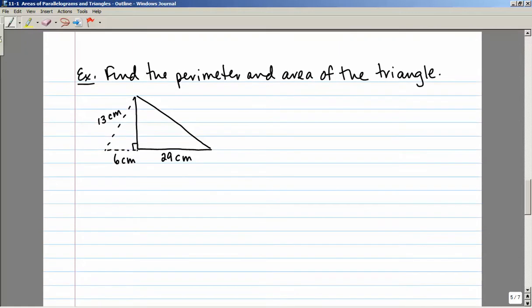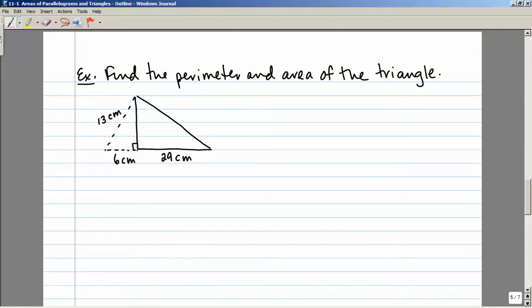Let's take a look at this example. Find the perimeter and the area of this triangle. So the triangle I'm focusing on is the one that's outlined in dark lines. And then these dashed lines over here, I'm going to need to use those in order to find some of the values of the triangle on the right.